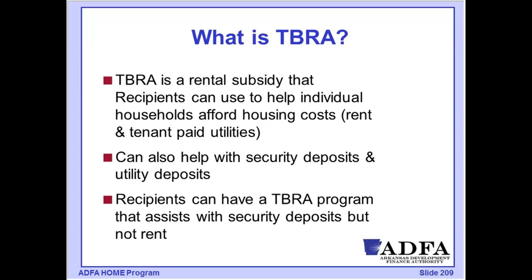So this can be used as an ongoing rental subsidy to make those units more affordable, but it also could be used for security deposits and utility deposits. It is possible to run a TBRA program where the only thing that you provide would be security deposits, but not the rent. So if the barrier for households getting into affordable housing was coming up with the deposit for that unit, then by providing security deposits, we could get folks into the affordable housing units they need. That security deposit can be for up to 2 months' worth of rent.